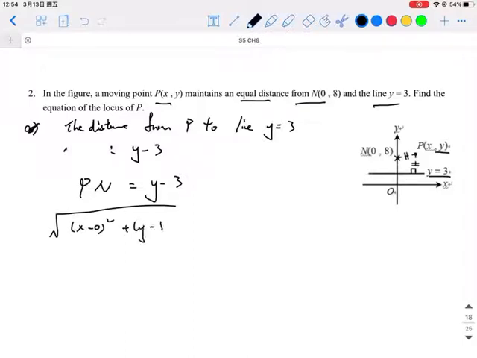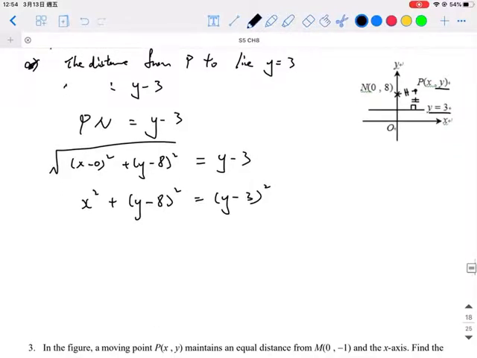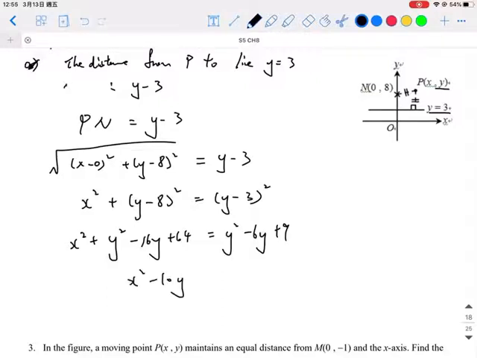It should be like this, which is equal to y minus 3, and you remove the bracket and the square root. You will get the following result. So finally, move all the terms to the left hand side, have some cancellation, and you will get the answer.